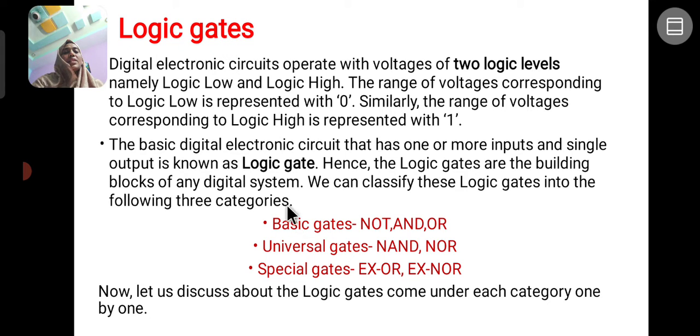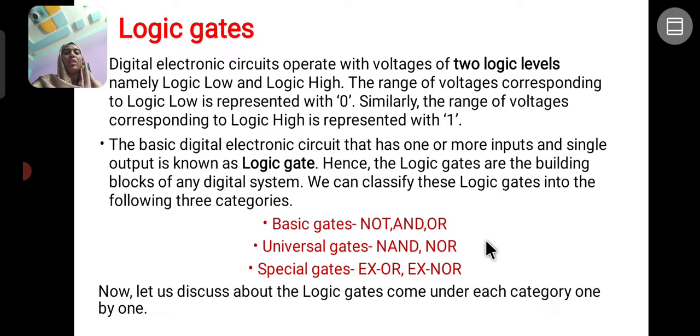So basically these logic gates are divided into three categories. The first category is basic gates, which are the NOT gate, AND gate and OR gate, and the second one is universal gates. Those are very important gates. Why are these called universal gates? Using only the NAND gate, we can implement the remaining logic gates, and any Boolean function or Boolean equation can be implemented using only NAND or only NOR, without using NOT and OR. So NAND and NOR gates are called universal gates.